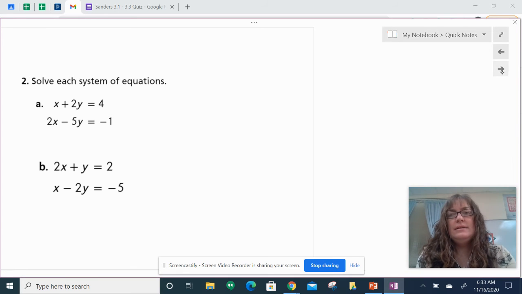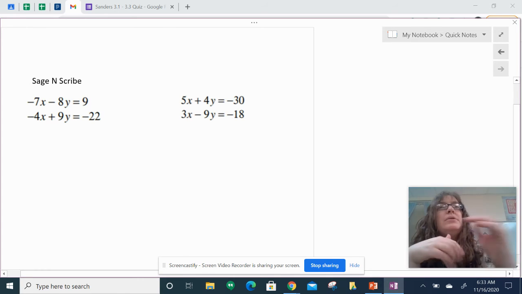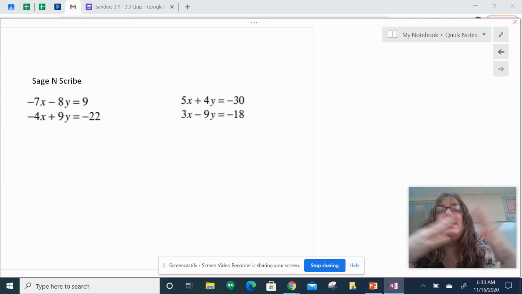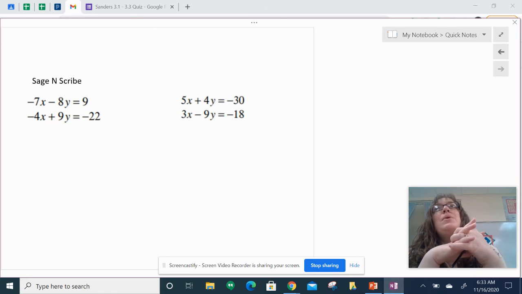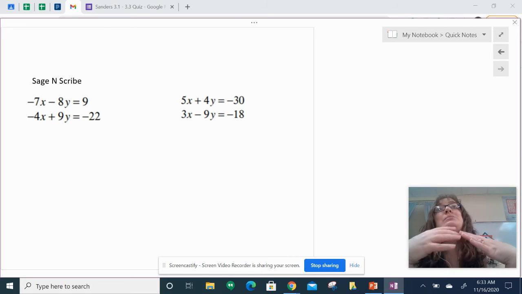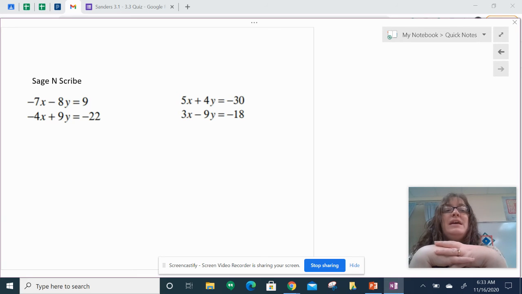I'm going to go ahead and skip forward to these problems, because in these cases, it doesn't seem like any way we can get negatives. And so what I want you to consider on this is you may have to do 2 multiplications. You may have to multiply both the top and the bottom equations by different numbers in order to get opposites.